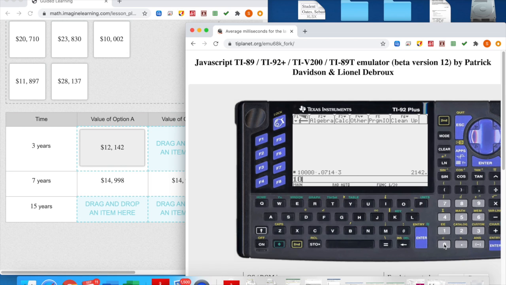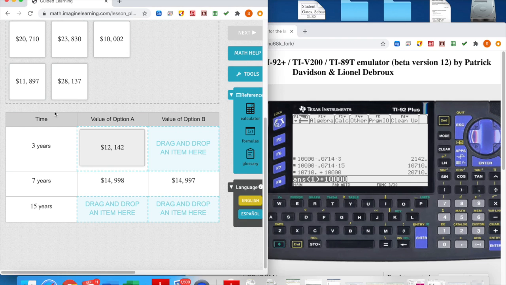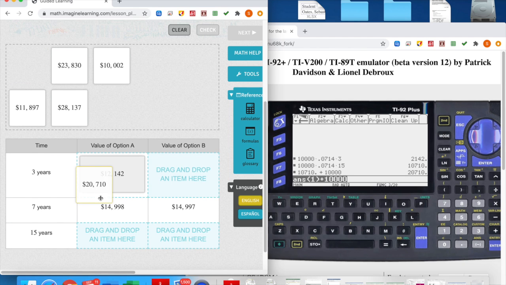So we're going to take our $10,000 principal. Our rate is going to stay the same, 0.0714. But now we're going to have 15 years. So once again, this simple interest formula only gives us the interest, or how much it goes up. So we know that if we started at 10,000 and it went up by 10,710, when I add those two together, I should get 20,710, which will be right here.